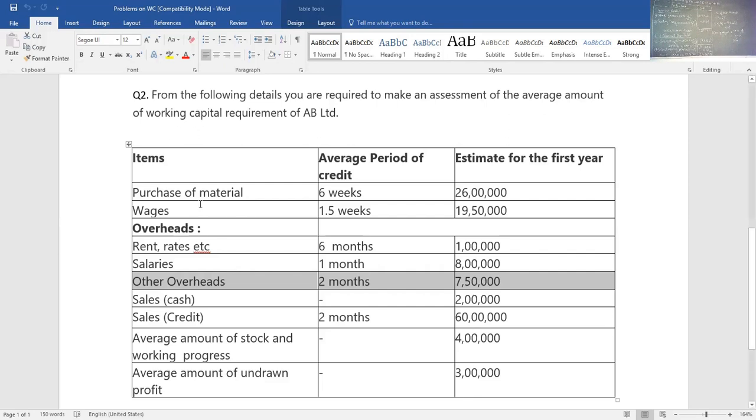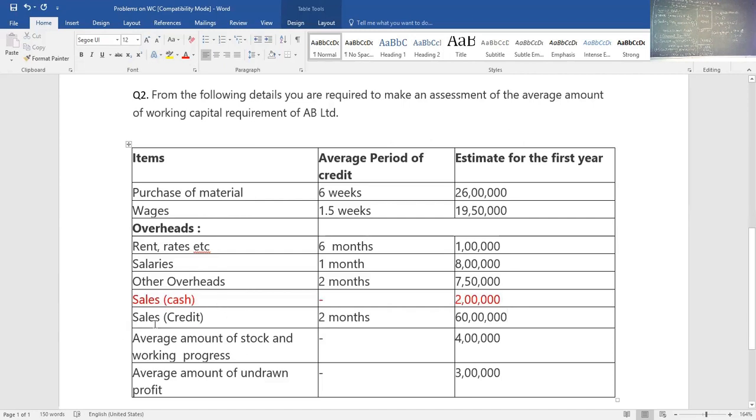Clear? Nextly, cash sales in terms of cash is always ignored. Please make a note. Any cash sales is always ignored in order to prepare working capital estimation. Only sales in terms of credit will be taken where we will calculate sundry debtors. But apart from credit sale, cash sale will be ignored. So please make a note. Cash sale is always ignored in order to estimate the working capital requirement.